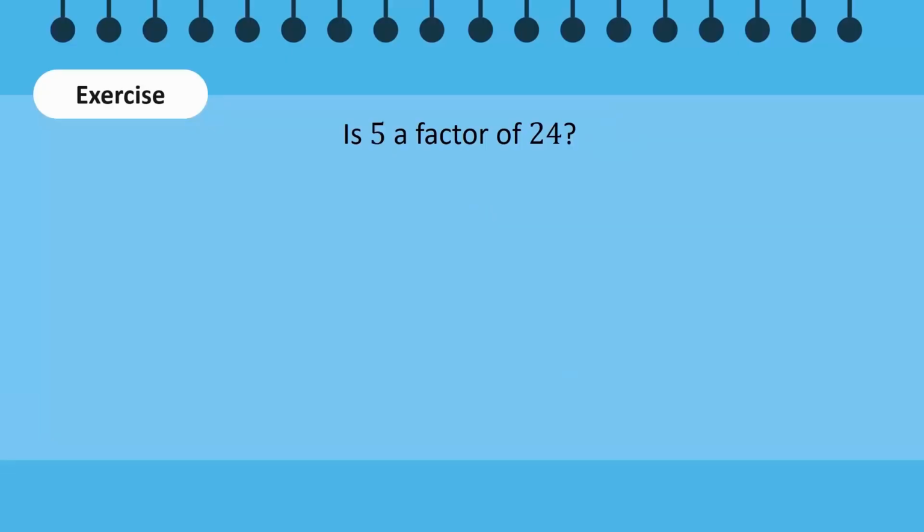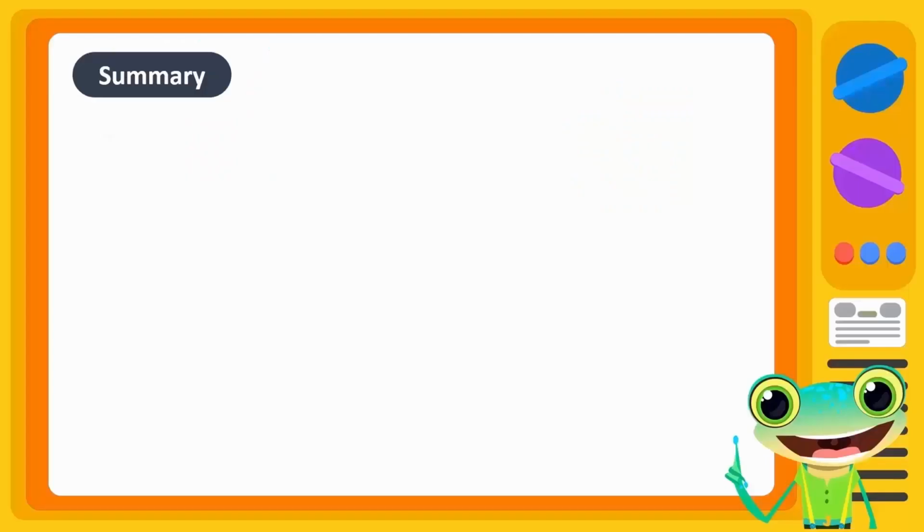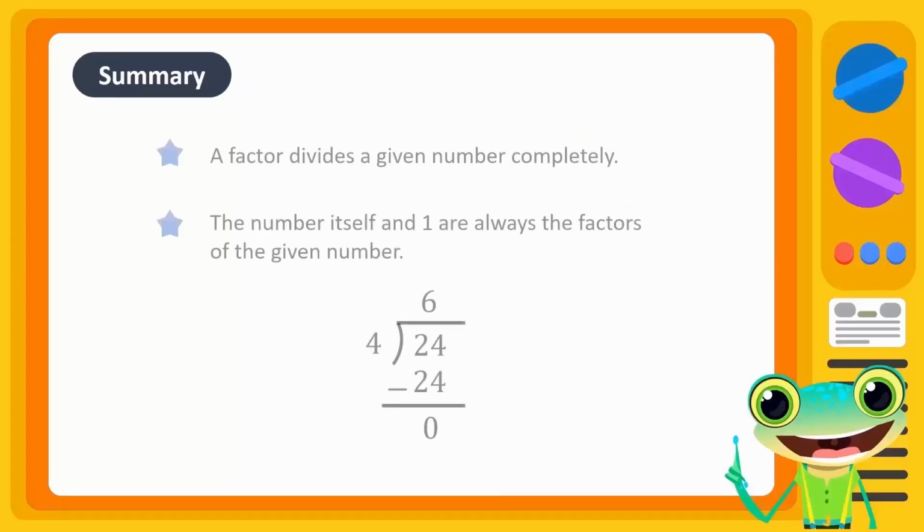Is 5 a factor of 24? Let's divide 24 by 5. 5 times 4 is 20, and 24 minus 20 gives 4 as a remainder. Since the remainder is not 0, 5 is not a factor of 24. In this video, we learnt that a number that divides a given number completely is called a factor of that given number. The number itself and 1 are always factors of a given number.